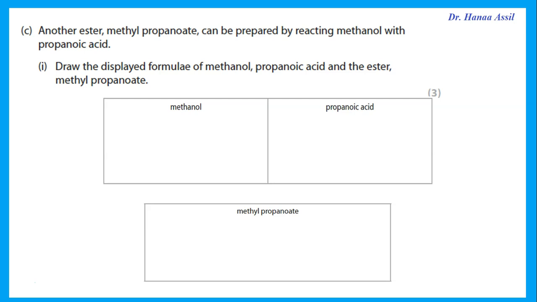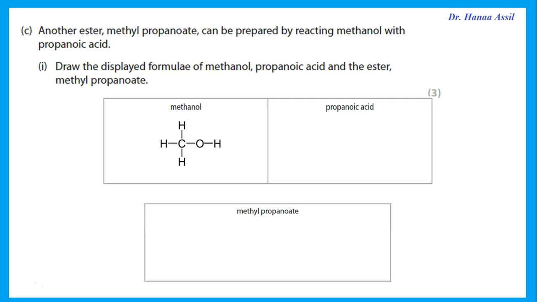Another ester, methyl propanoate, can be prepared by reacting methanol with propanoic acid. Now draw the displayed formula of methanol, propanoic acid, and the ester. How do we draw methanol? Remember, meth means one carbon. Ol means it has an OH. It's an alcohol. So this is how you draw methanol.